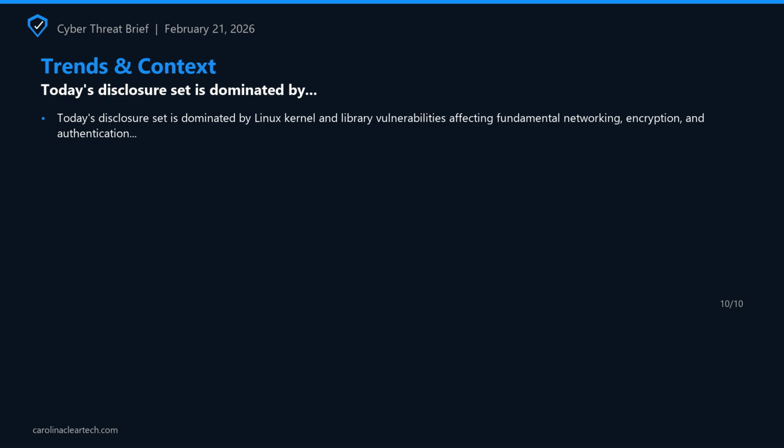Action: update CUPS, libexpat to 2.7.4 or later, Rustls, and libcurl. Printing services like CUPS and XML parsing libraries like libexpat are common attack surfaces in enterprise environments. The Rustls panic affects TLS server implementations. Sources: MSRC, and 3 additional CVEs. See show notes for the full list.